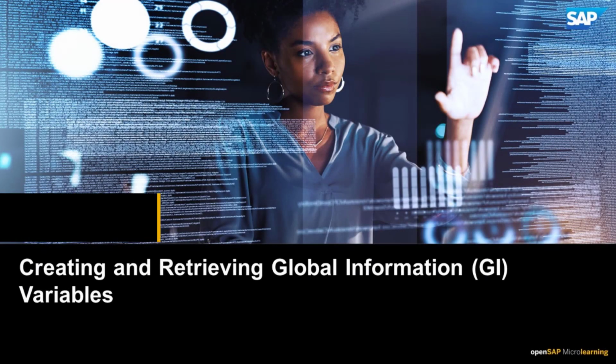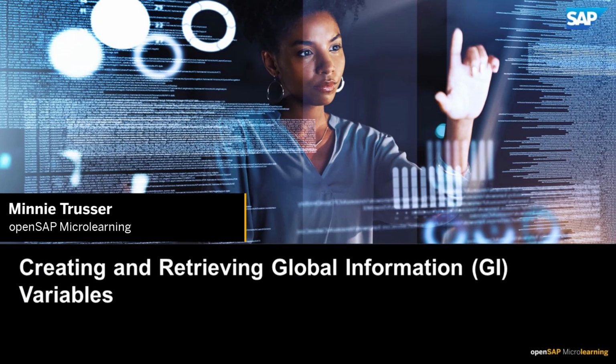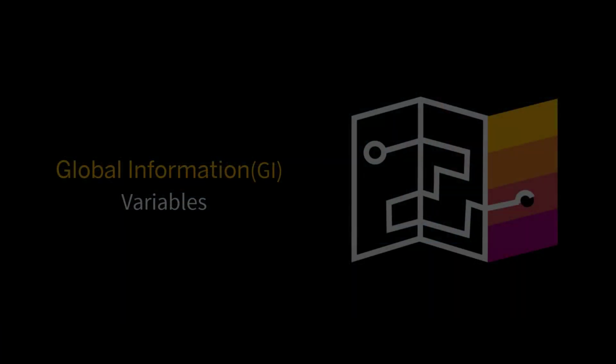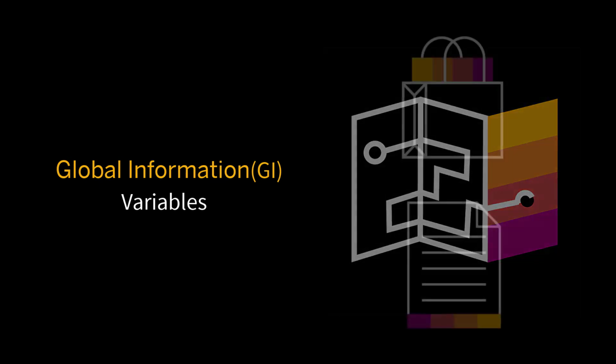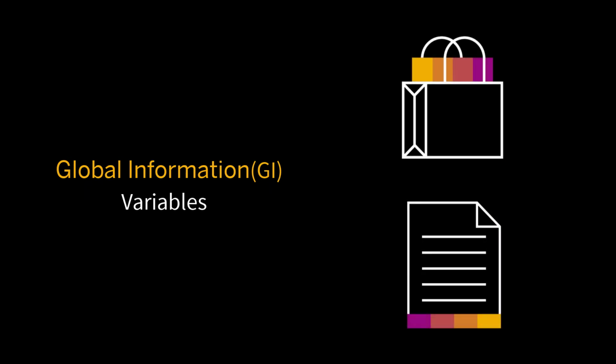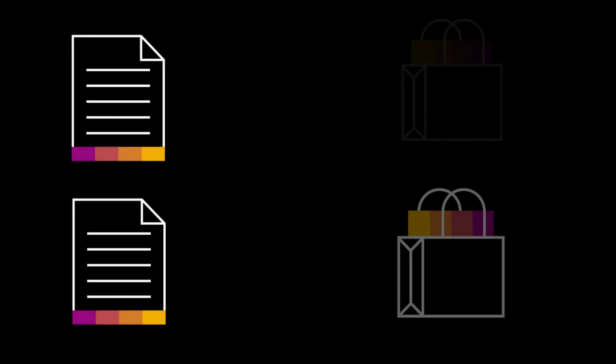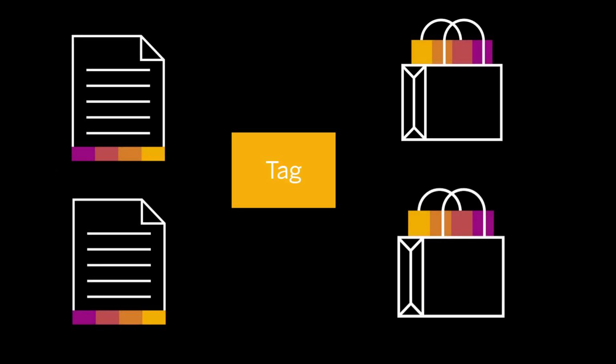Hi, I'm Minnie. In this video, I'll discuss global information variables in SAP CPQ. These variables contain values that can be read by any product or quote. Using GI variables, information can be passed among quotes and products through the simple use of a tag.